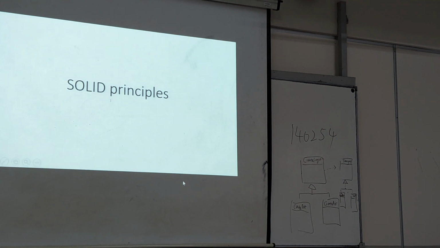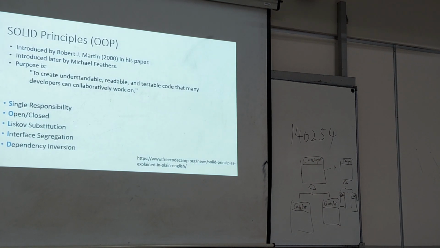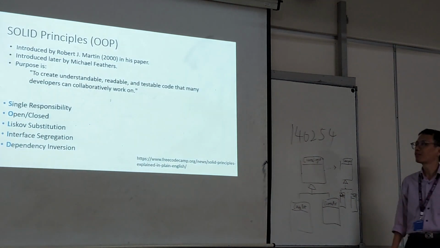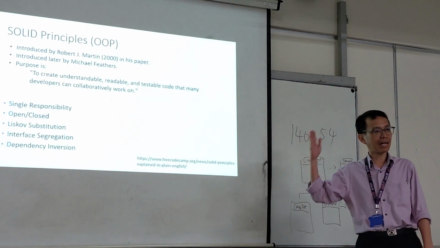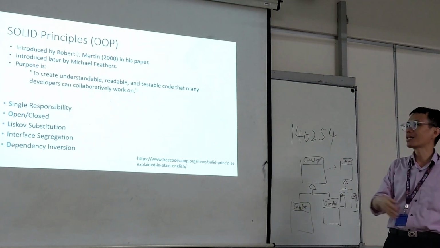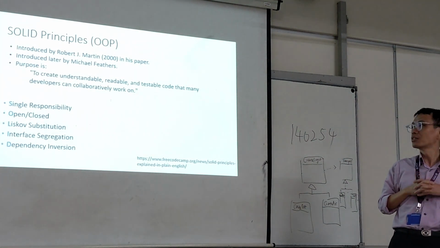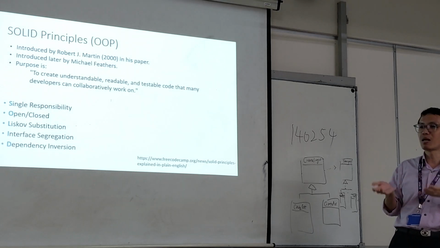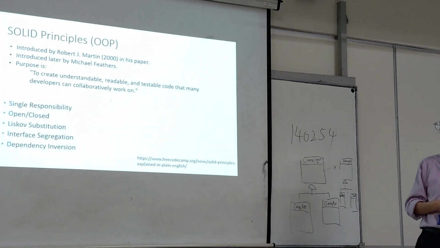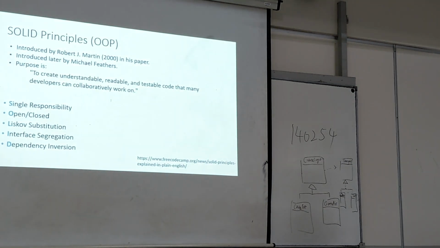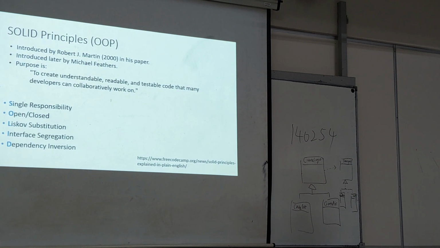Okay. What is meant by the SOLID principle? It has a very brief introduction, introduced by Robert C. Martin in 2000 in his paper. Robert C. Martin is a very famous scientist. After the paper, Michael Feathers introduced the acronym in the design. The purpose is to create understandable, readable, testable code that many developers can collaboratively work on.